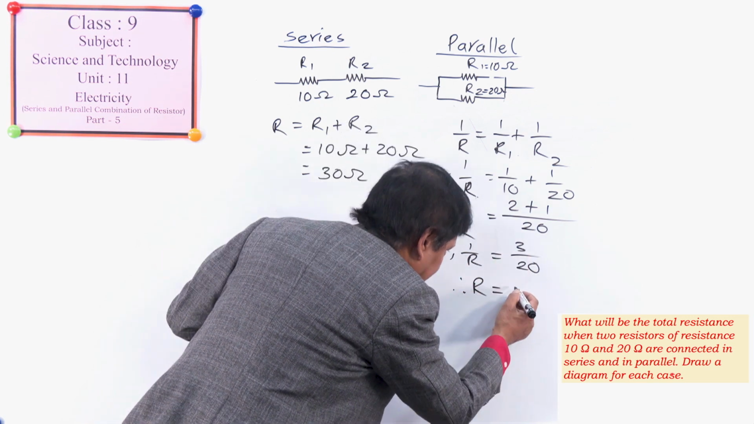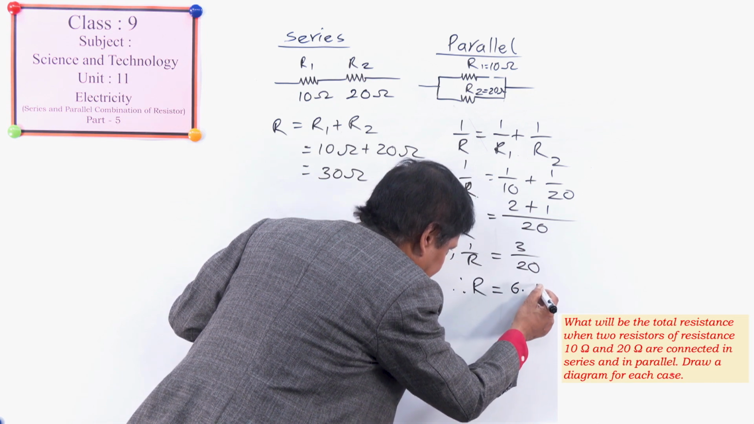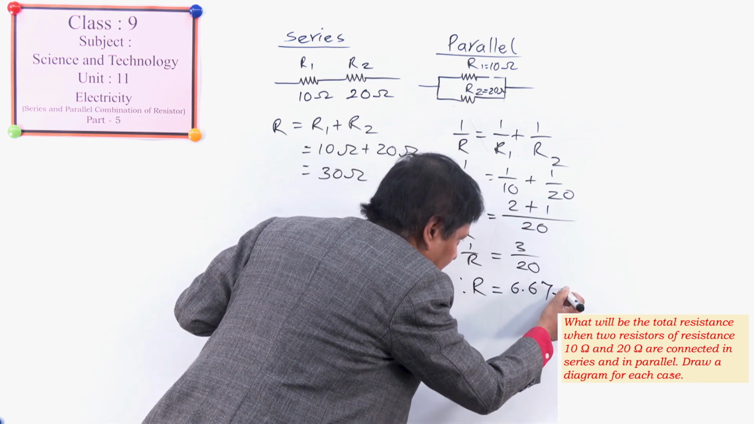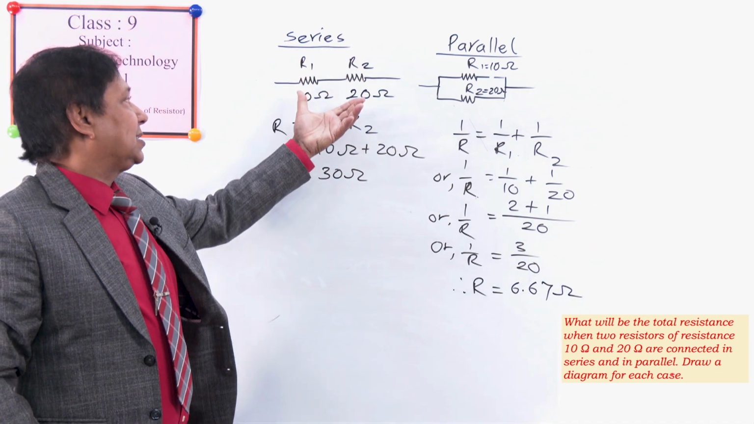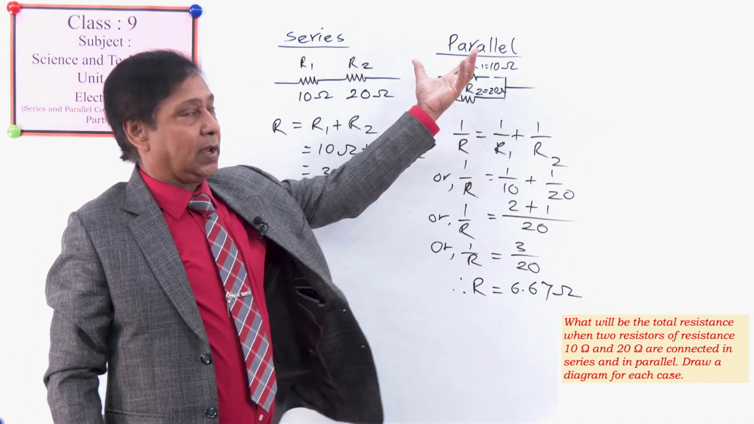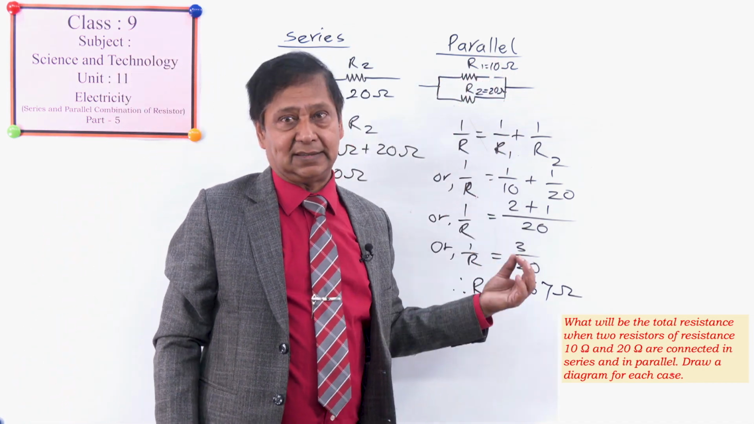If we divide 20 by 3, 3 6s are 18, remainder 2, 0, 3 6s are 18, again 6 comes, so I write 7, and the total resistance is 6.67. Look at this: when resistors are connected in series, total resistance increases, but when resistors are connected in parallel, then total resistance decreases.